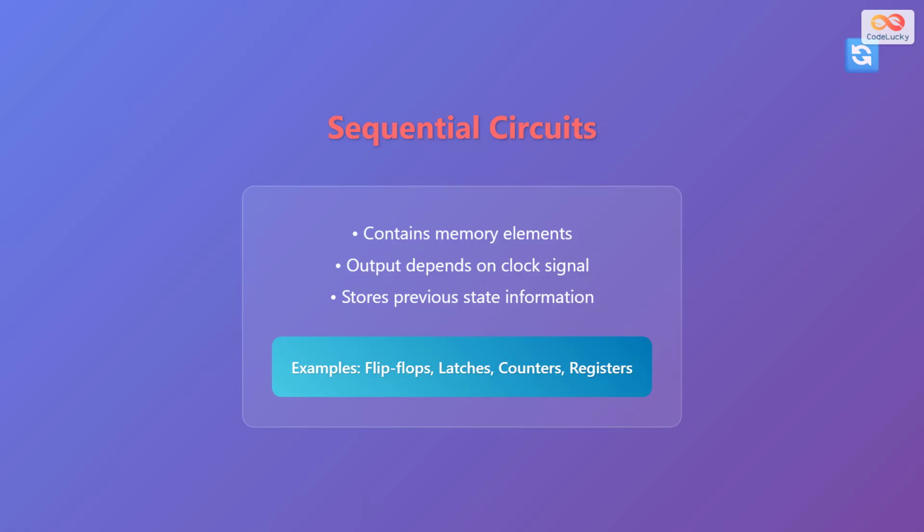Now, let's discuss the characteristics of sequential circuits. Unlike combinational circuits, sequential circuits contain memory elements that store information about past states. The output of a sequential circuit often depends on a clock signal, which synchronizes the changes in the circuit. Sequential circuits store previous state information, allowing them to remember past inputs and states. Examples of sequential circuits include flip-flops, latches, counters, and registers.